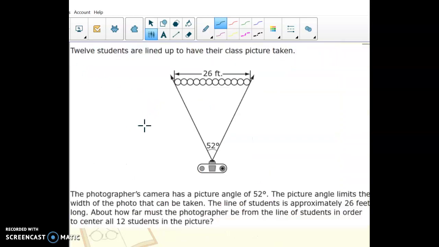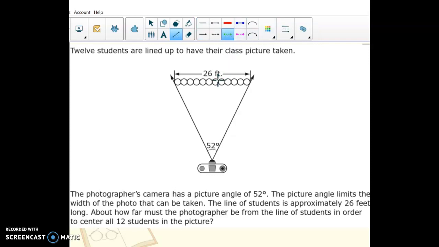All right, last one. You've got 12 students lined up to have their picture taken. They're 26 feet apart. The camera angle is 52 degrees if you go from here to here, to get all the students. And we want to know how far the camera is from the students. So again, I would pause the video and try to make as much sense of this as you can before watching the solution.